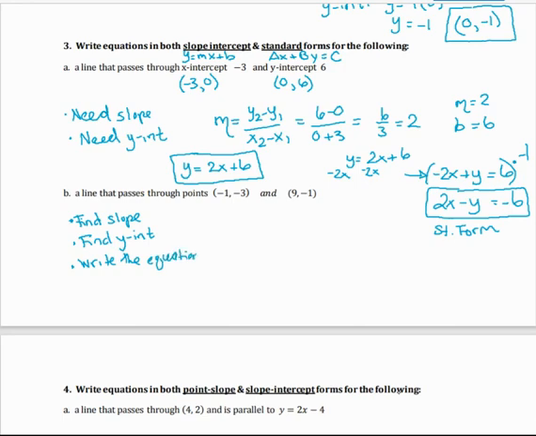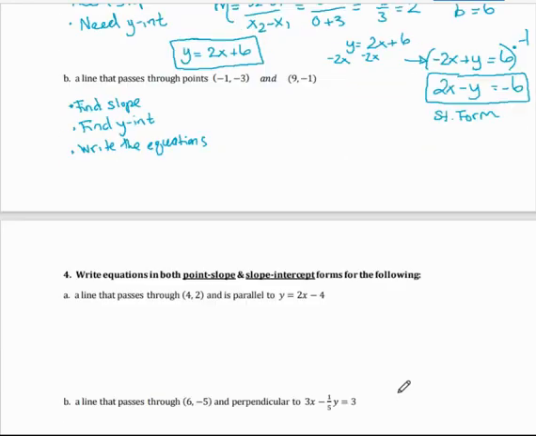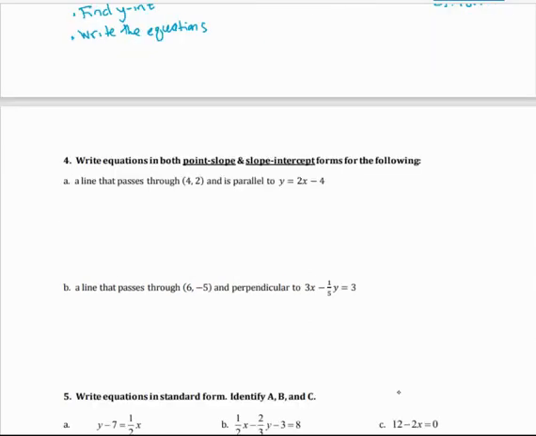Okay, so that was my hint for you for that one. Let's go down and look at B for number 4. For this one, we are given a point, 6, negative 5, and we're given the fact that the line will be perpendicular to this line. So what I have here is a point of 6, negative 5.